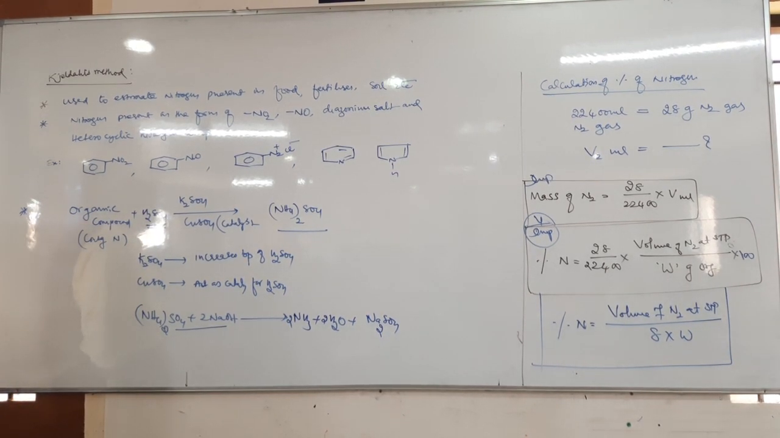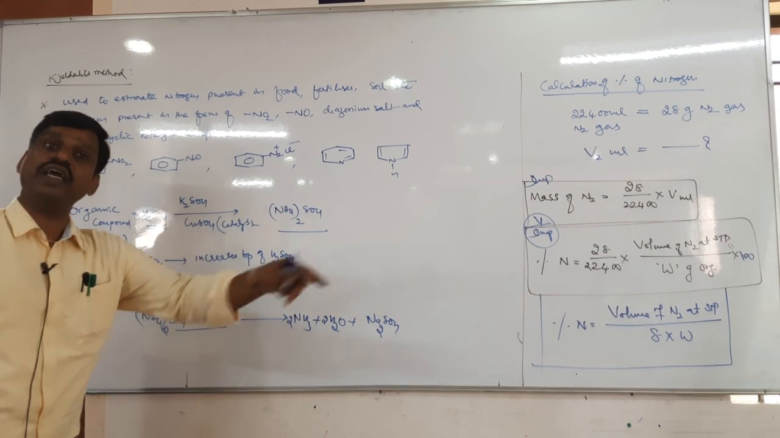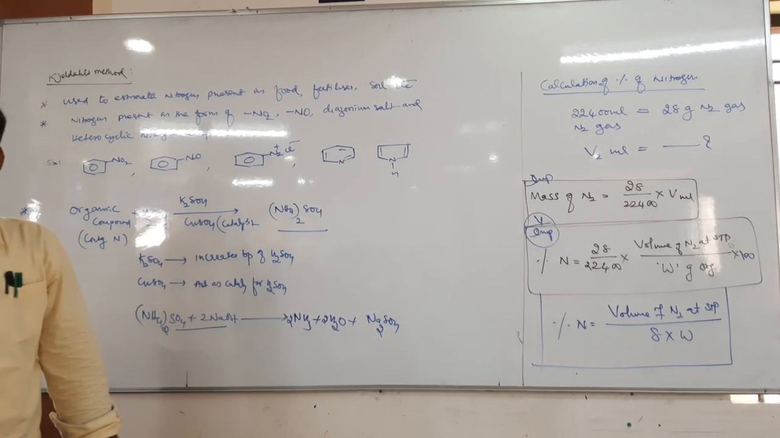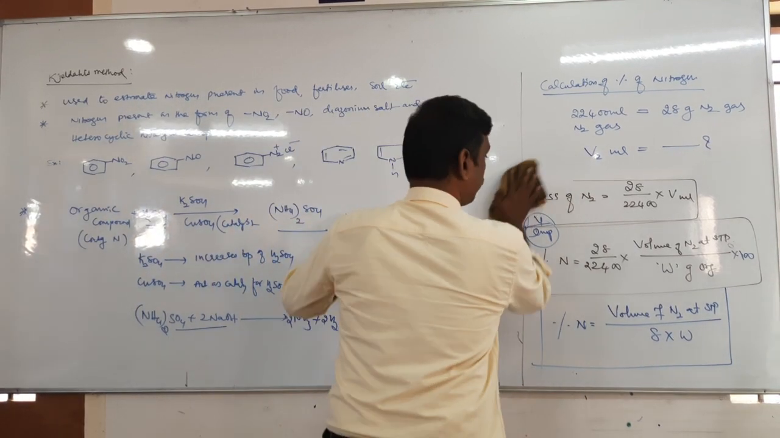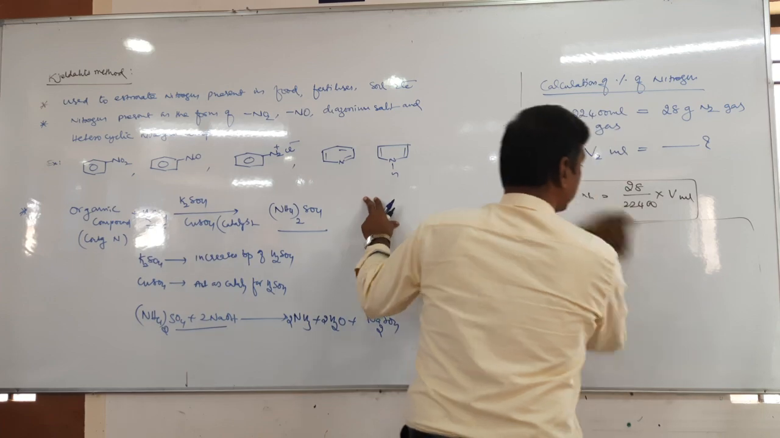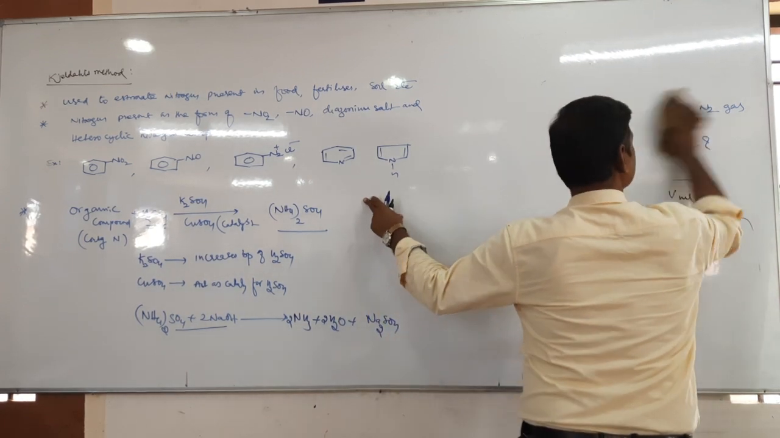Okay, but here again one small twist. This ammonia cannot be used to estimate nitrogen directly. So what we do here is, that ammonia first reacts with sulfuric acid.